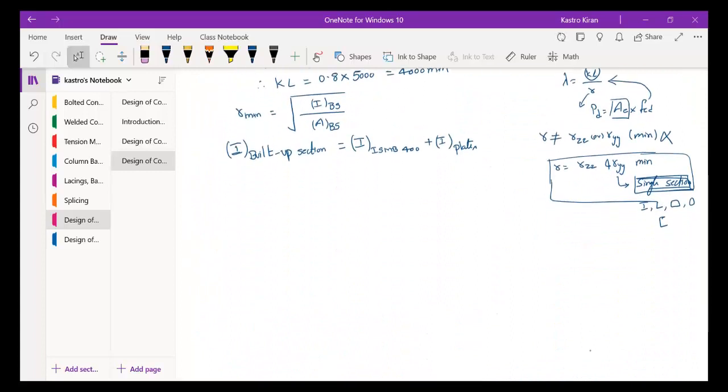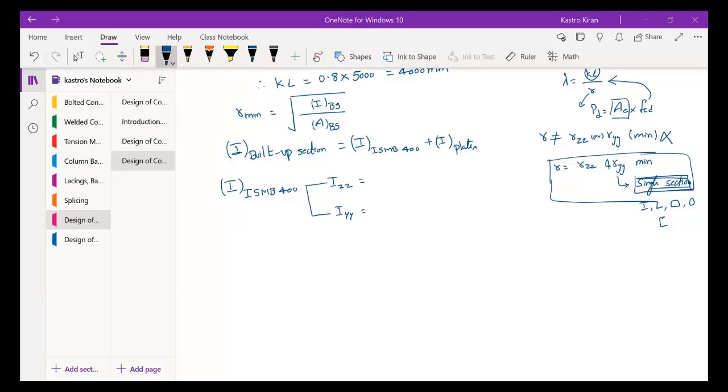Now here, I'll just write down the moment of inertia, or you can make a note here itself. For the moment of inertia of ISMB 400, you have two values. One is IZZ and the other is IYY. These two values you can get from the steel tables book. So let's look at the steel tables book and find out the moment of inertia of ISMB 400.